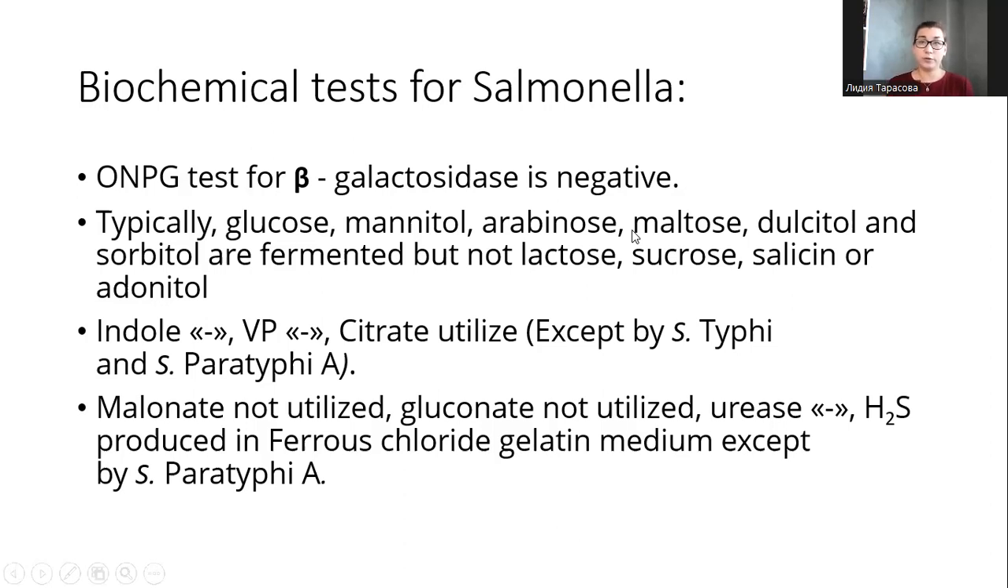At the stage of identification, in the process of the bacteriological method, we can get a pure culture of Salmonella from the feces of a patient, and to identify Salmonella, we can use these biochemical tests. Tests for glucose, mannitol, arabinose, maltose, tests for indole, for hydrogen sulfide, are the main ones.